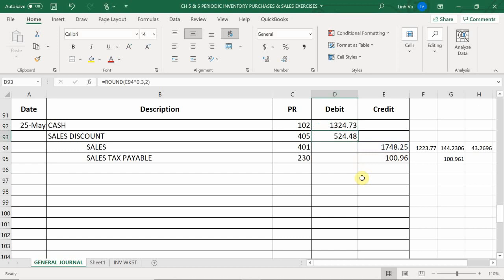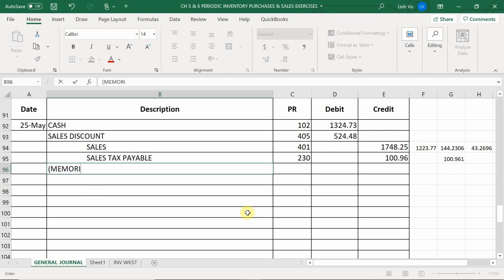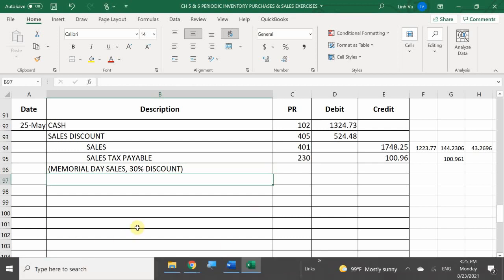$1,324.73. Good. 1,324 and 73 cents is correct. All right. I'm going to also say right here, Memorial Day sales. Okay. 30% discount. Okay. Awesome.